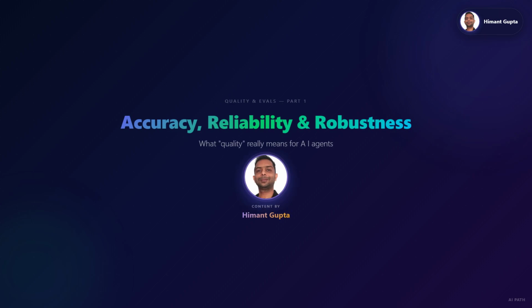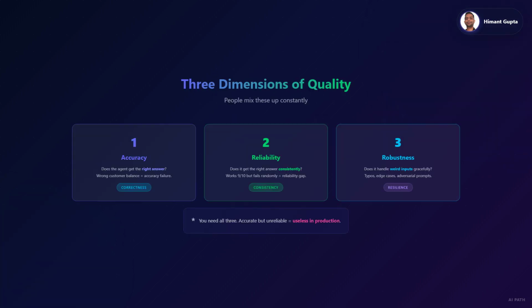This is the finale of Series 18, Quality and Operations. We've covered accuracy, evals, observability, and debugging. Now the hardest problem: how do you regression test something that doesn't give the same answer twice? LLMs are non-deterministic. Same input, different output. Traditional testing doesn't work. Let's figure out what does.